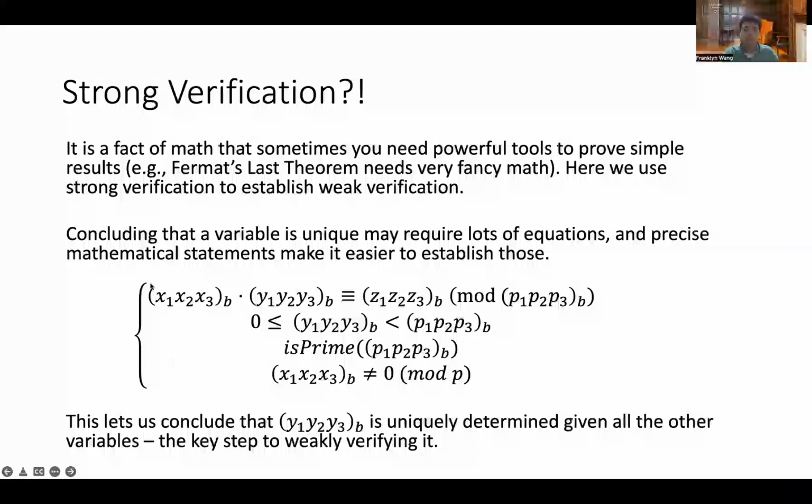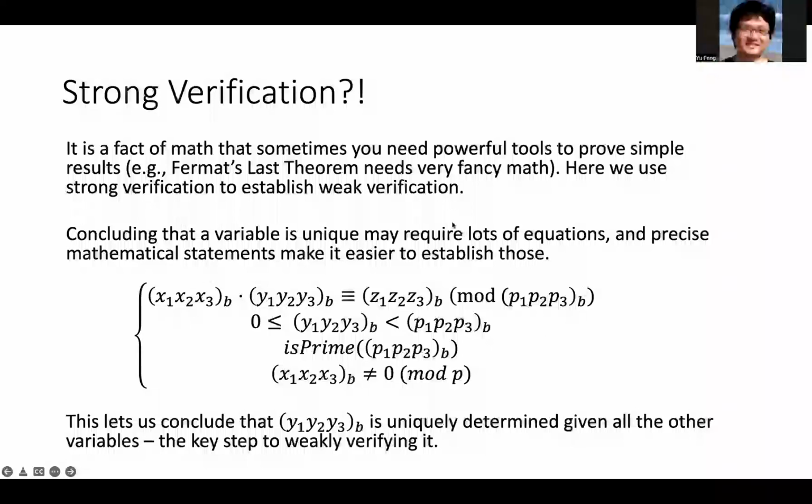Once you have that, you can now conclude based on modular inverses that y1, y2, y3 is uniquely determined as long as x, z, and p are uniquely determined. And this is the key step in verifying that ECDSA works. So this is why you might need strong verification to prove results about weak verification. Because even proving things like this variable is unique requires formal mathematical statements to derive.